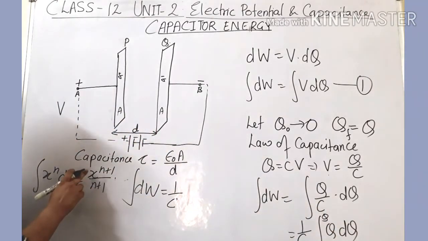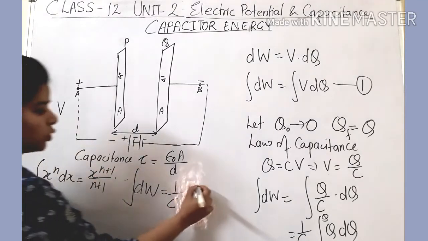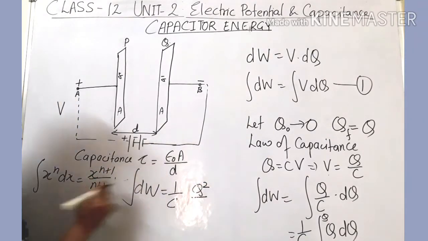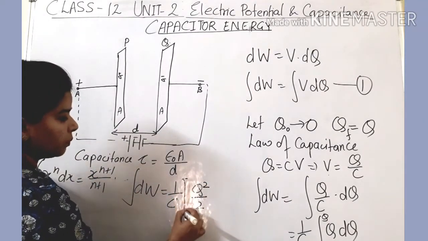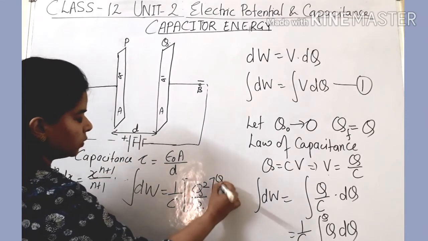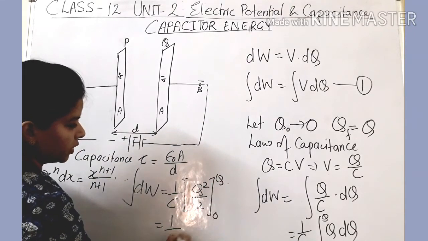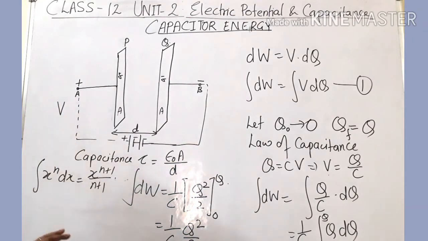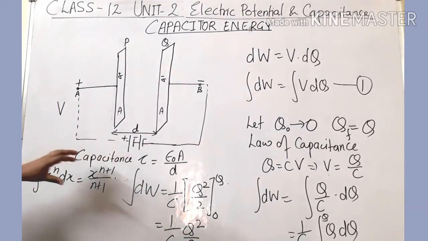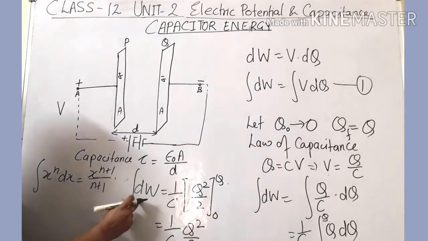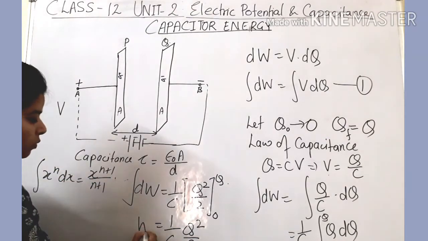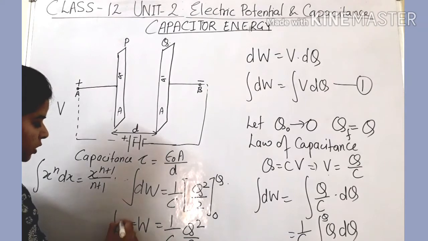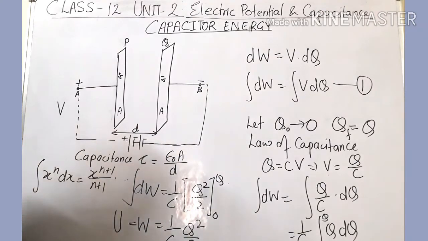So the result will come as q to the power 1 plus 1, that is 2, q square divided by 2. So you will apply the limit 0 to q and you will get the same result as q square divided by 2. So that is the result you got here in this formula of total work done. Now this total work done should be equal to energy stored. Energy is stored in the form of potential energy, so that is why it is represented by U.